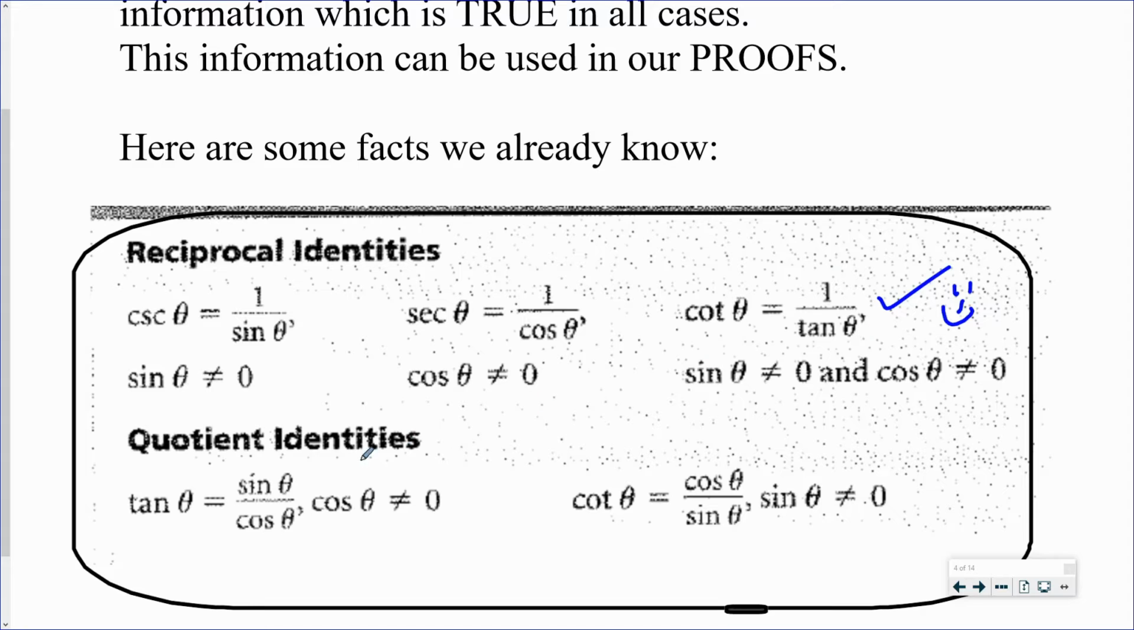You also know, conveniently, that tangent theta is y over x, and y and x are sine and cos on the unit circle. So tan theta is sine theta over cos theta. And therefore, cotangent theta, the reciprocal of this, is cos over sine. So using these 5 facts, we are going to prove some identities.